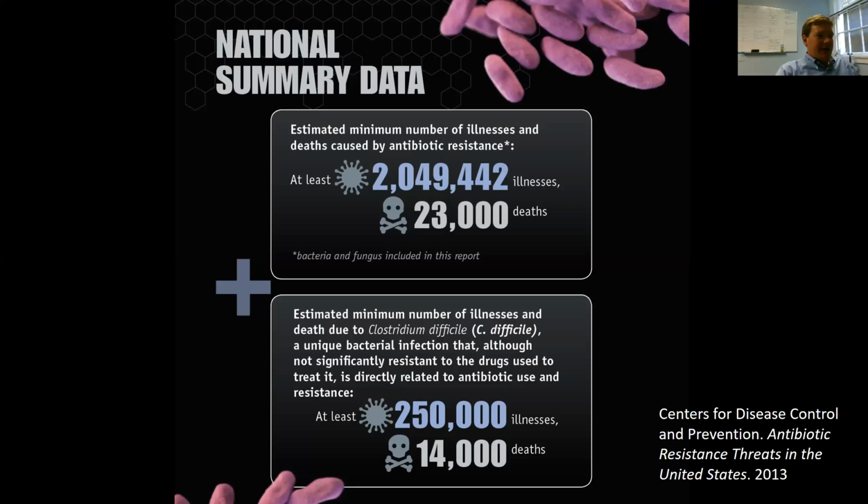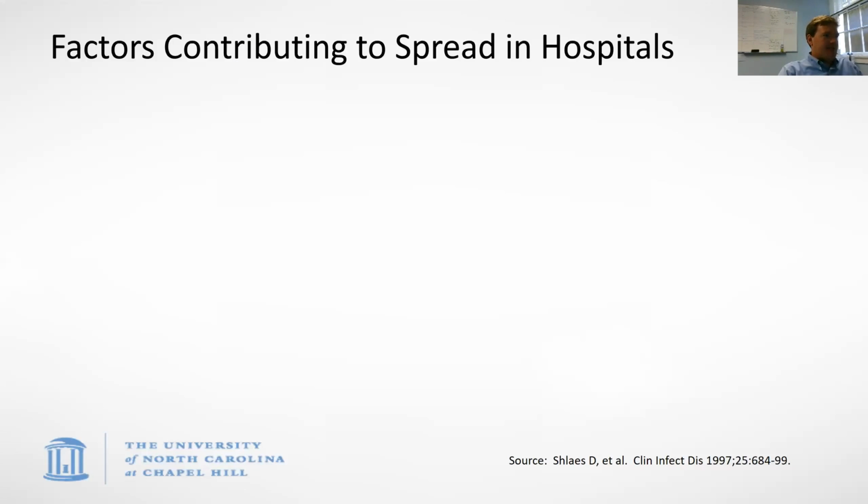I think this audience is probably familiar with this data and this specific slide from the CDC report from 2013. 2 million illnesses and 23,000 deaths annually due to antibiotic resistance. And the C. diff is not the focus. There's also lots of C. diff illness, 250,000 illnesses and 14,000 deaths per year. All of these are probably underestimates.